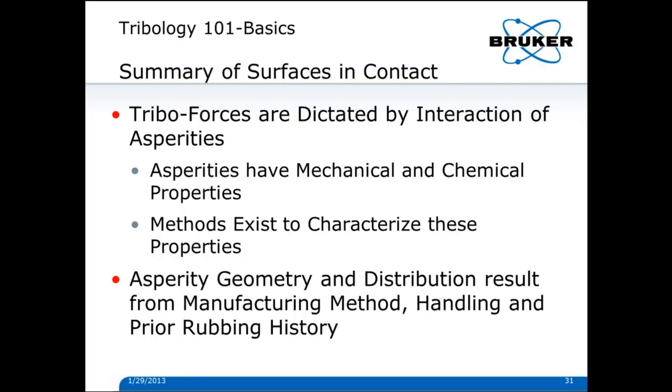So I can summarize the surfaces in contact here. We want to know that tribological forces are dictated by the interaction of asperities. These asperities have mechanical and chemical properties. Methods exist to characterize these properties. The asperity geometry and distribution result from manufacturing method, handling, and prior rubbing history.